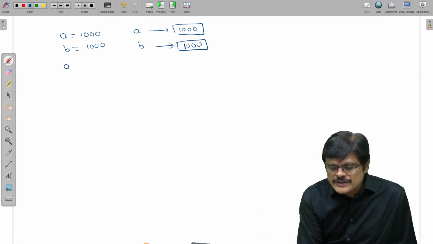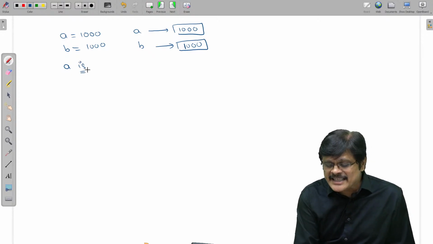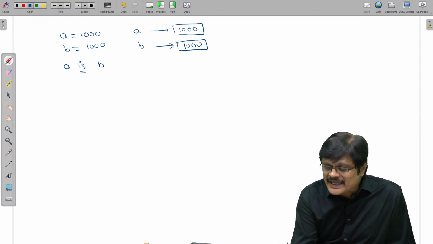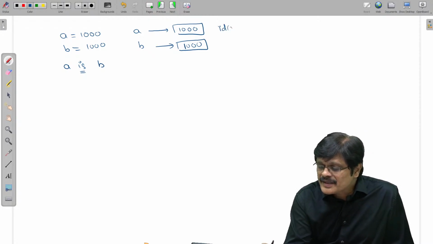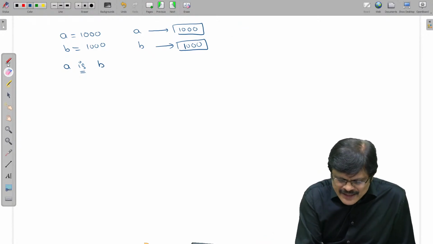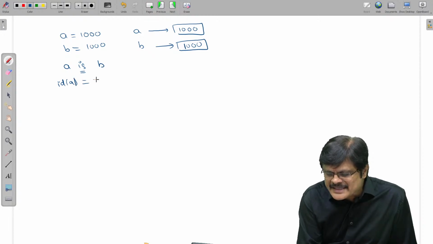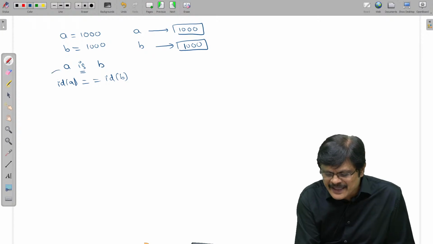Now if you say a is b, there is an operator called the identity operator. a is b, what is the meaning of it? It checks whether the ID of a, the address of a, is equal to the ID of b. This is what you are verifying. This means this.